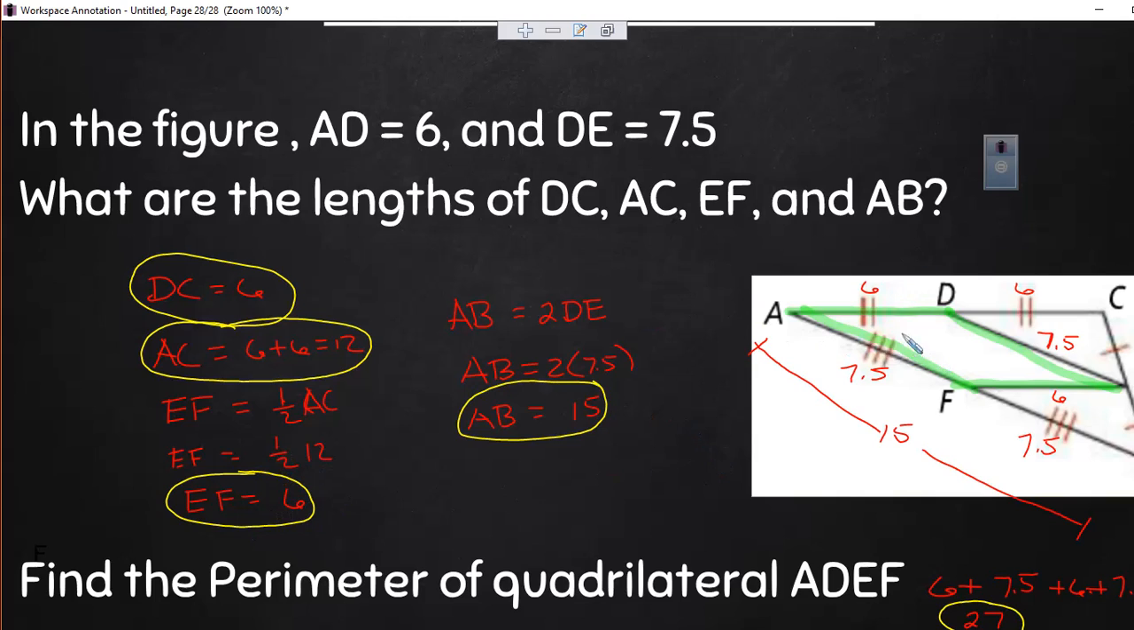And the last one here, we're looking for AB. AB is the entire segment here. This is a mid-segment, because we know this is the midpoint of this side. So therefore, this entire segment would be double 7.5, which is 15. So now we'll find the perimeter of the figure quadrilateral ADEF. That means all these four sides here. So we got 6 and 6 and 7.5 and 7.5, which is going to give us a total of 27. So be able to identify your mid-segments and your third sides.